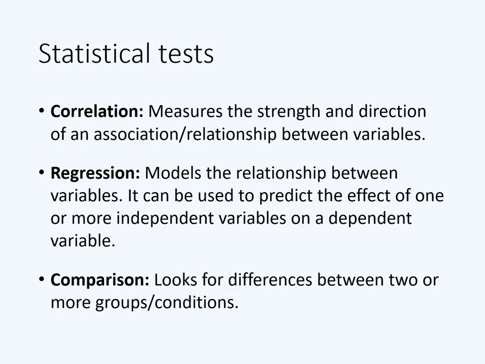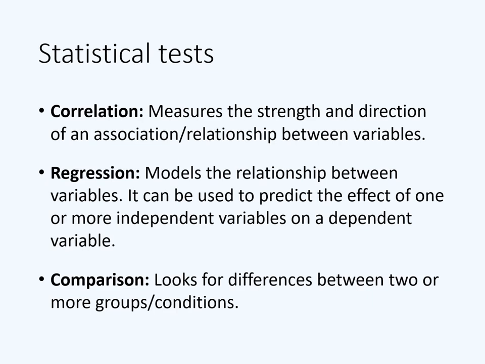Our research question, hypothesis and the type of data that we have will allow us to choose which type of statistical test is most appropriate. There are three main varieties of stats tests to choose from. Tests for correlation measure the strength and direction of an association or relationship between variables, for example, time spent revising and exam marks. A regression can be used to model the relationship between variables and predict or estimate the effect of one or more independent variables on the dependent variable. For example, we could predict how a change in temperature will change a household's electricity consumption.